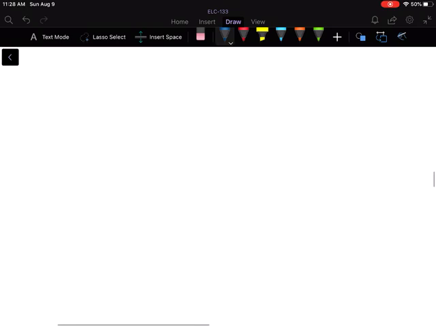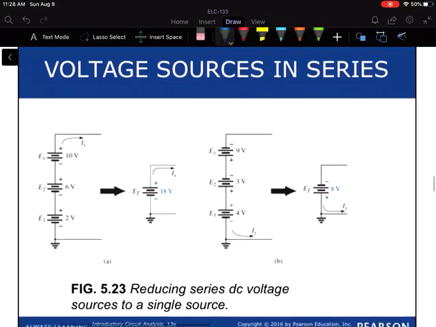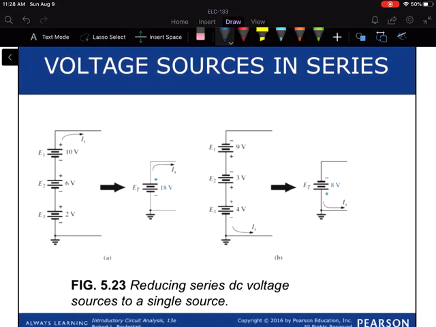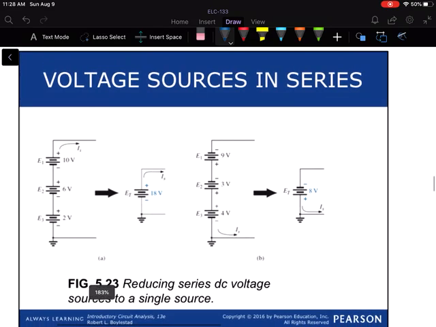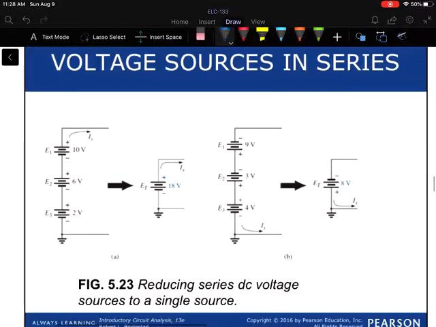Okay, so a couple other quick points to make. Voltage sources in series can be summed. So in the first example here, you notice that they're all in the same direction. So we're going from minus to plus, then minus to plus, then minus to plus. So they're all oriented in the same direction, which means they add. So we've got 2 plus 6 plus 8, or 18 volts.